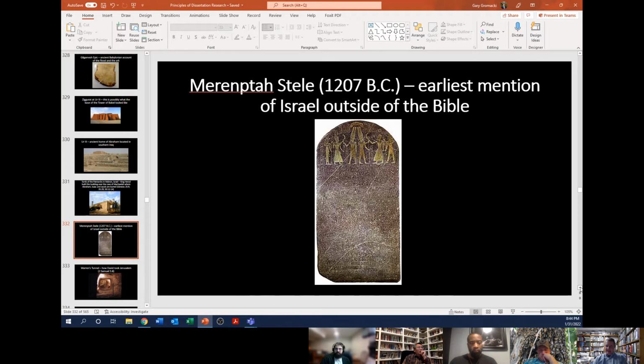The Merneptah Stela is significant as it has the earliest mention of the name Israel outside of the Bible, 1207 BC. Pharaoh Merneptah celebrates his victory in Canaan and states in one of the lines, Israel is laid waste. So you actually have an Egyptian pharaoh mentioning the word Israel.